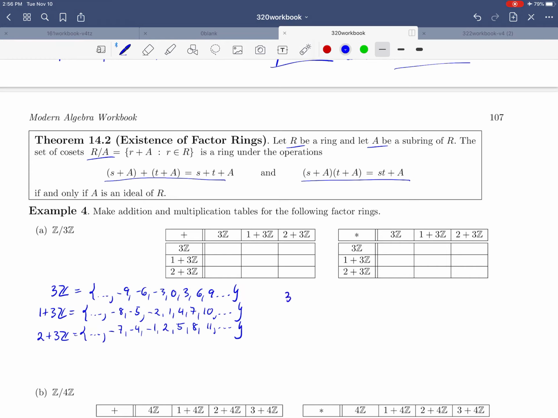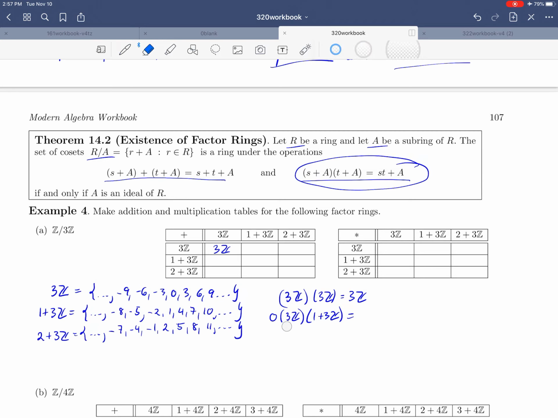So 3Z times 3Z, that is just 3Z. So I get 3Z right here. And then 3Z times 1 plus 3Z, according to our multiplication rule up here, this is really 0 plus 3Z. Let me clean this up a little bit. This is really 0 plus 3Z. And according to our multiplication rule, that is 0 times 1 plus 3Z. Oh, I'm doing multiplication. Oops.